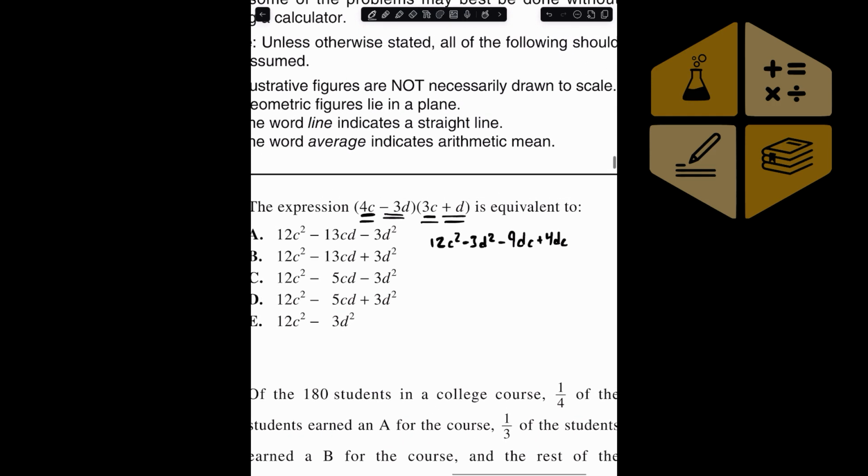But when we do that, we only have 2 terms that are similar that we can add together. We have like terms. That's right here and right here. The 12c squared and the minus 3d squared, there's nothing we can do with those. We're going to have to leave those the same. If I look at my answer choices, I notice I have the c squared term first and the d squared term at the end. So when I simplify this over here, I'm going to make it have that same format. So 12c squared, and then I'm going to put the -3d squared at the end.